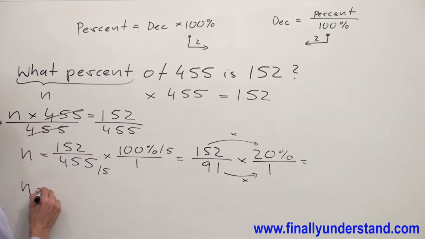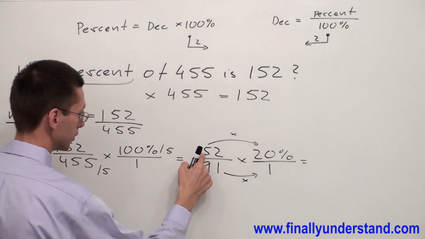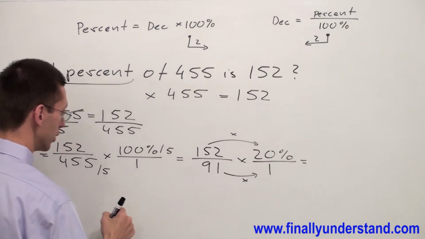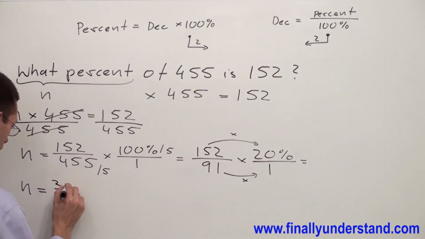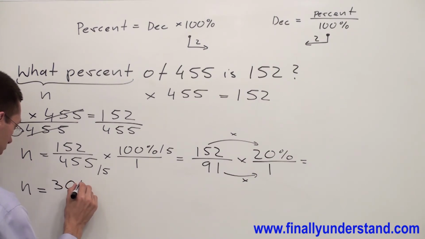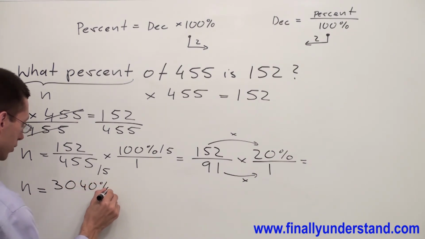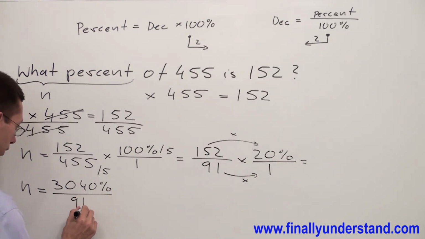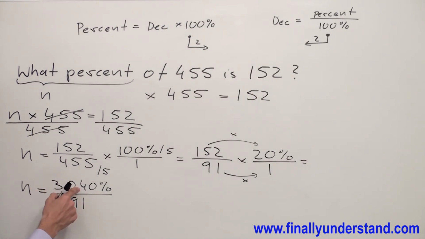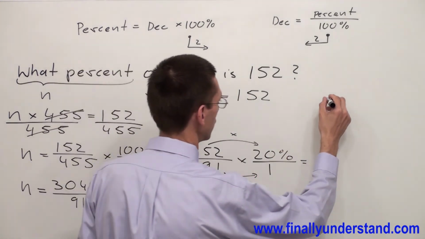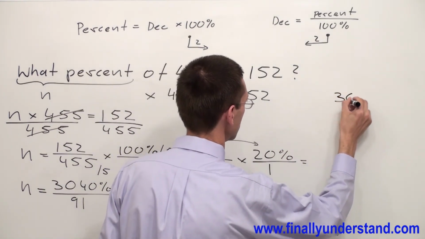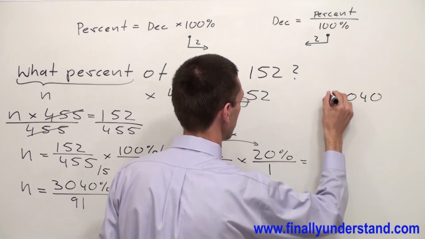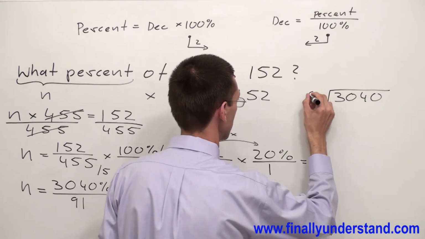So I'm going to have n equals 152 times 20, which is 3040% over 91. Now let's divide 3040 by 91. I have 3040 divided by 91.